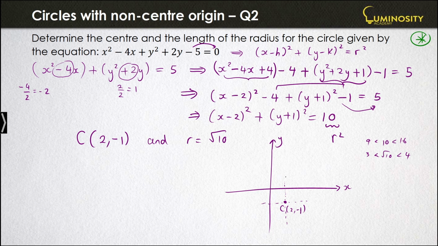If I move up from negative 1, that's definitely going to end up here somewhere. From 2, it's going to end up here if I move across 3 point something units, same thing for here and same thing for here. So roughly this is what the circle would look like in the plane. It'll have a radius of root 10 units.